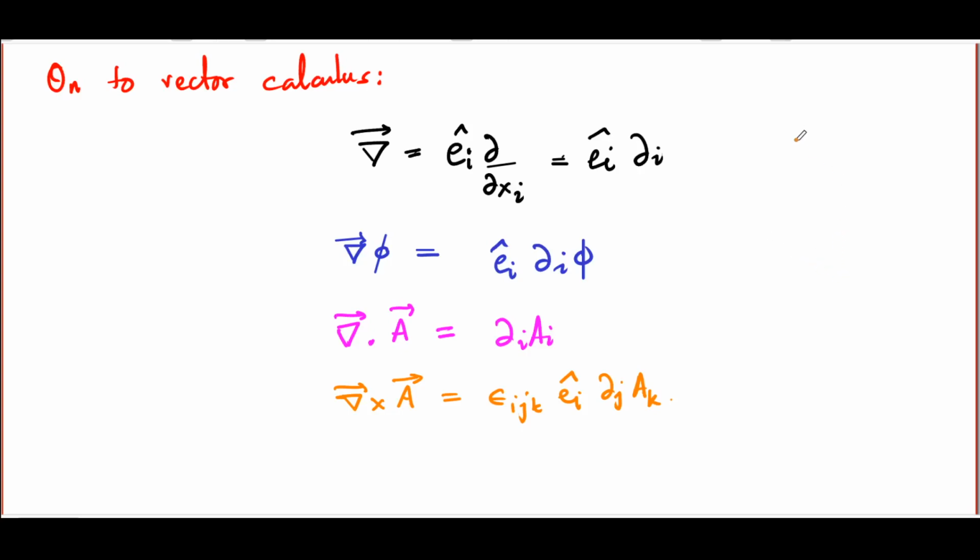Just as an appetizer, you can see on your screens right now the forms that our nabla operator, the gradient of a scalar, divergence of a vector, and the curl of a vector field will take in this new notation. In the next lecture, we will see why the forms are like this, and then we will be able to use these forms and the identities that we have picked up today to prove a lot of vector identities in a very, very simple manner. Bye till the next lecture.